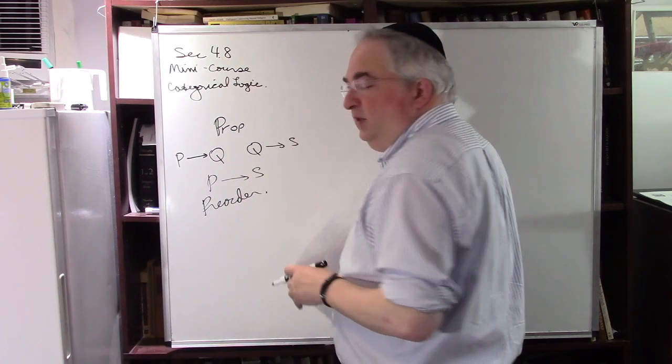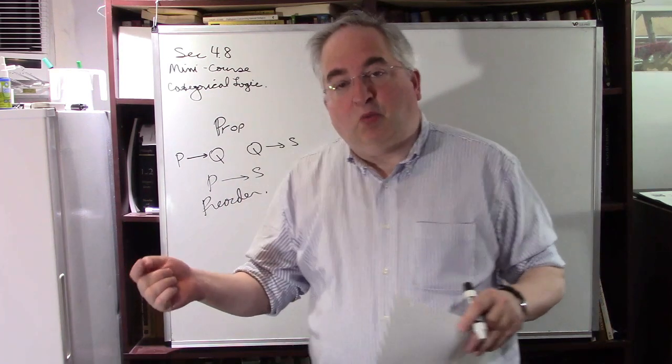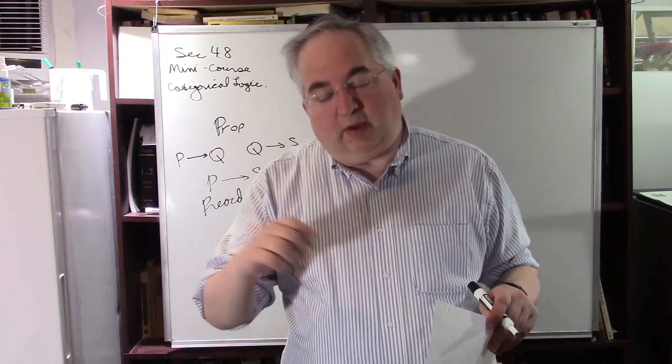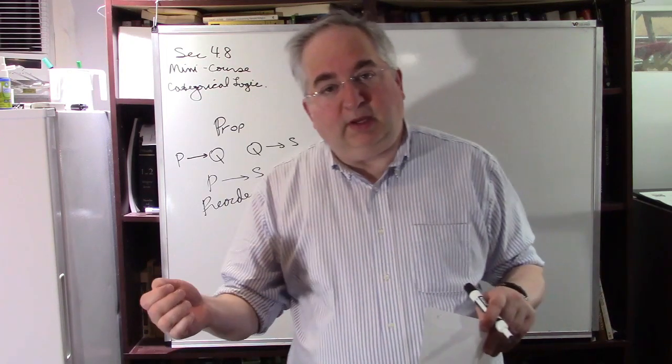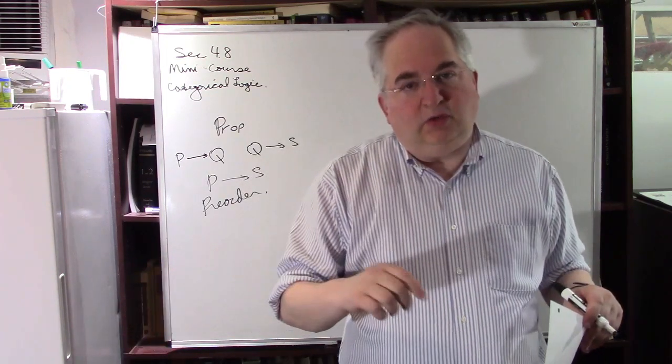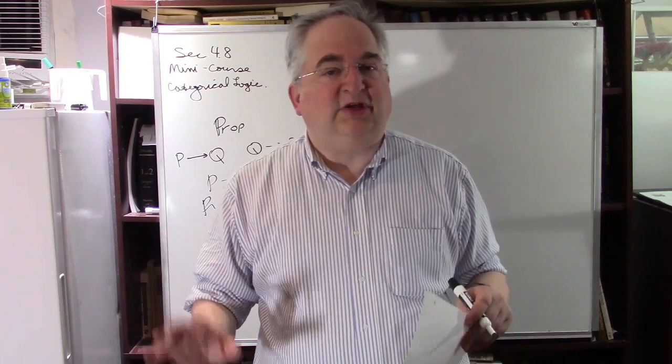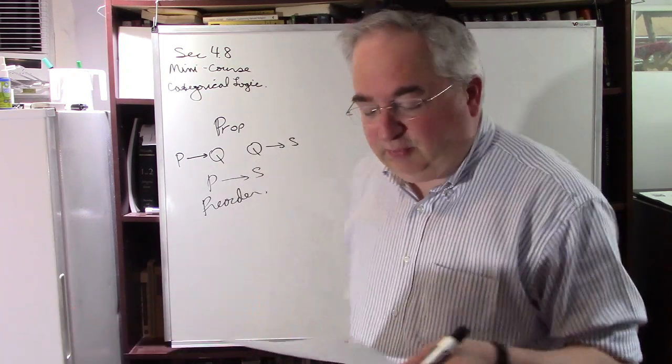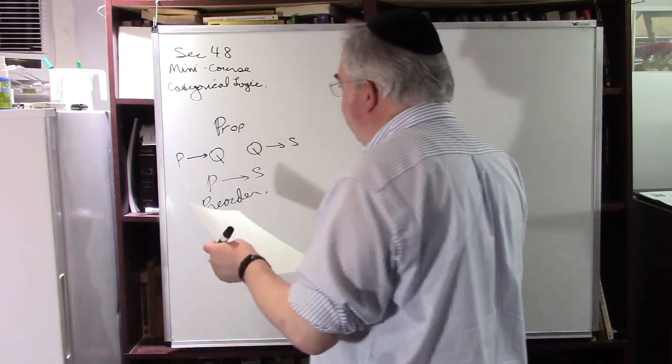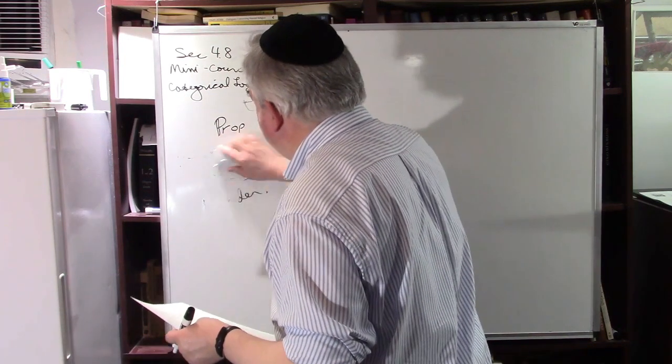Which means one thing can imply the other, and P can imply Q and Q can imply P, so there's an arrow from P to Q and an arrow from Q to P, but it doesn't necessarily mean that they're equal. So that's a pre-order.